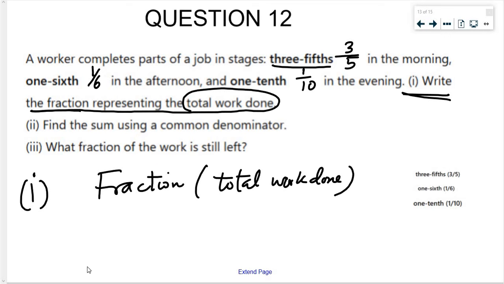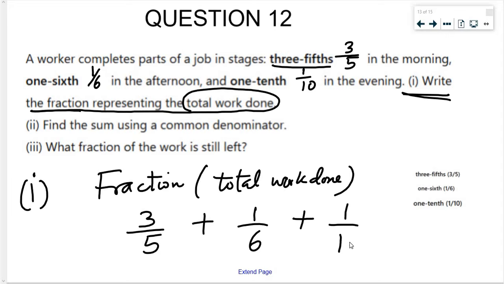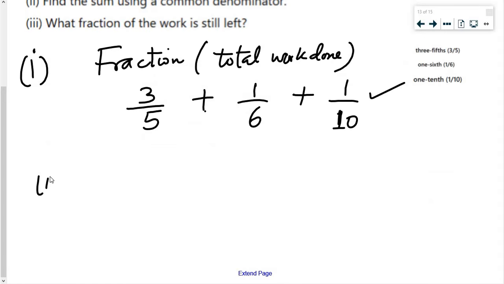So total work done will be equal to 3/5 plus 1/6 plus 1/10. So we are done. That is the total fraction. Write the fraction representing the total work done. So the fraction will be 3/5 plus 1/6 plus 1/10. Next question, Roman 2.